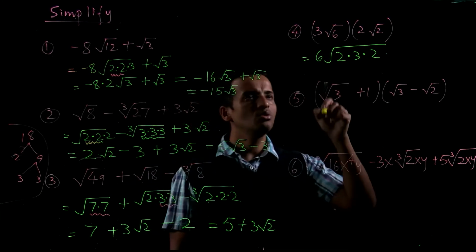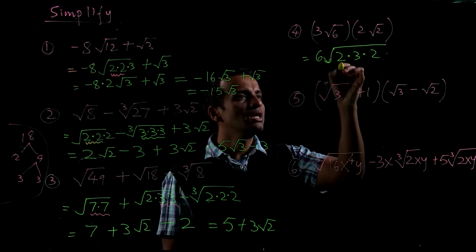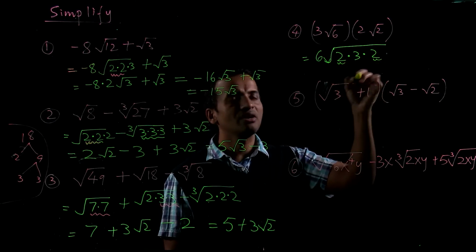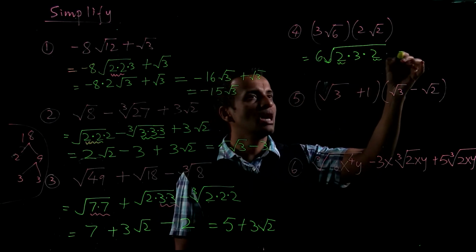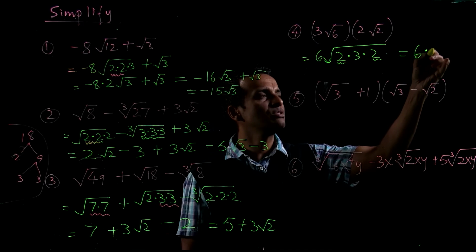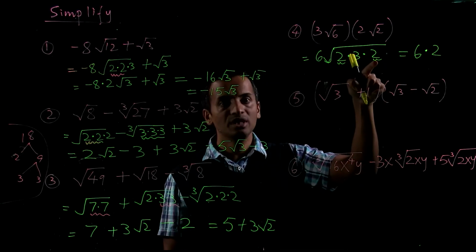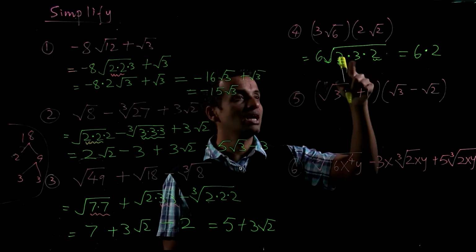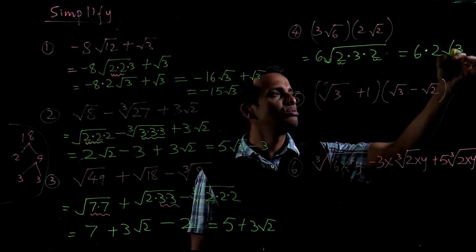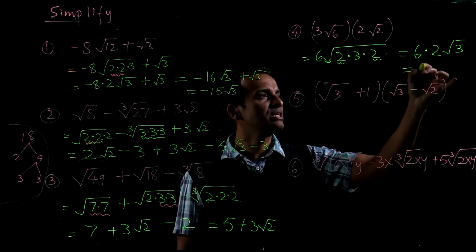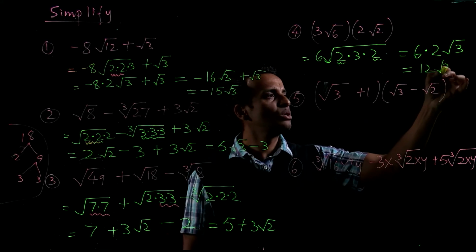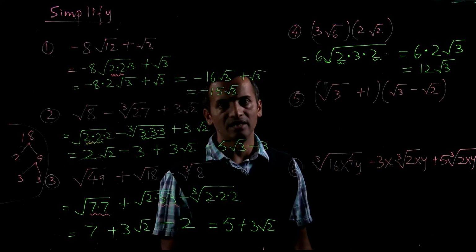So since this is the square root, and this 2 has a pair there, you can take one of those out, so it will be 6 times this. Instead of those two 2's, you can take one of the 2 outside, and then the 3 is still inside, so it is basically 12 square root of 3 is the final answer.